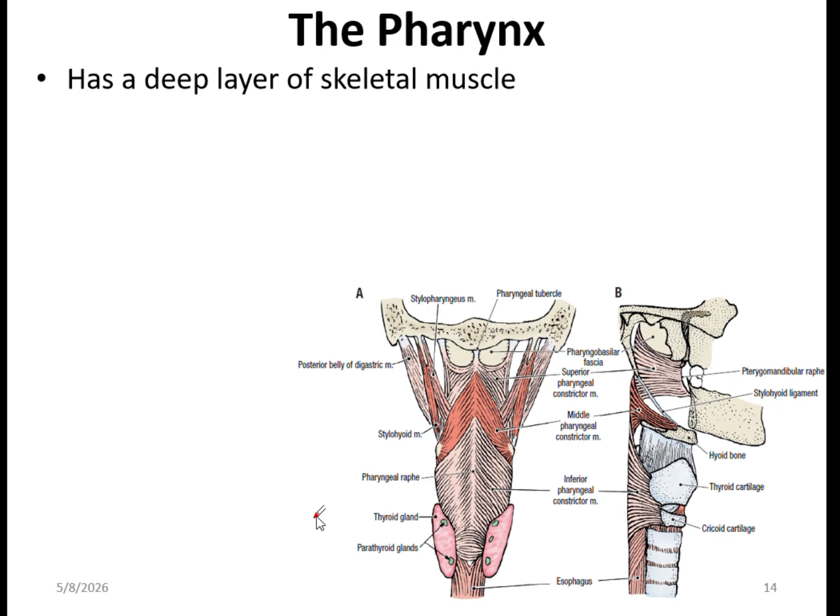Okay, so the pharynx has a deep layer of skeletal muscle, right? What is the pharynx? The pharynx is generally a common passage of air and food. Yes or no? The pharynx is a common passage of air and food, and it is a voluntary muscle.